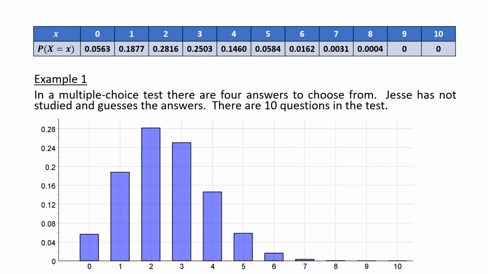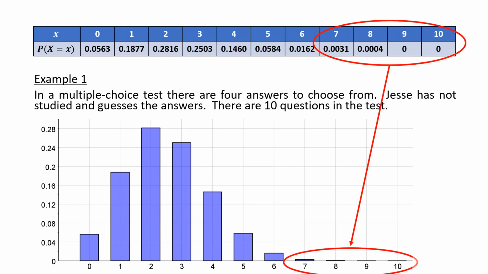All right, now I've drawn a probability distribution graph. We can see that the highest probability is getting 2 marks out of 10. That's 0.2816 or 28.16%. The next highest is getting 3 marks out of 10, 0.2503 or 25.03%. The lowest marks are right down at getting 7, 8, 9 or 10. In fact, the probabilities for 9 or 10 were so small, I've just rounded them to 0.